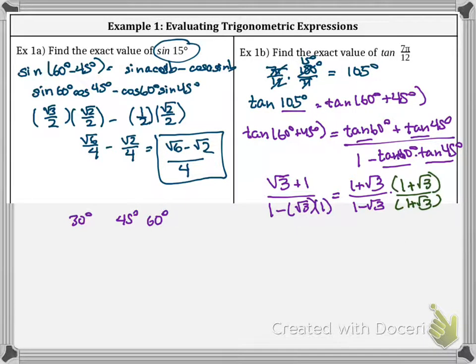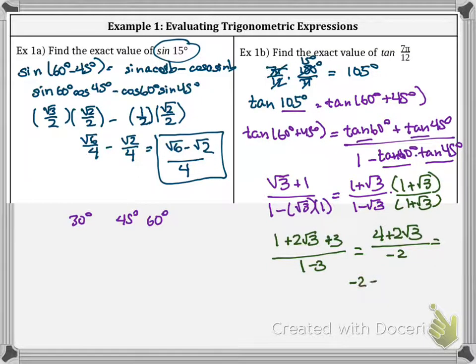Okay, so then we have 1 plus 2 root 3 plus 3, all over 1 minus 3. So this is 4 plus 2 root 3 over 1 minus 3, which is negative 2. Then if we divide negative 2 into the top, we would get negative 2 minus root 3. That is the exact value of tan of 7 pi over 12, or 105 degrees.